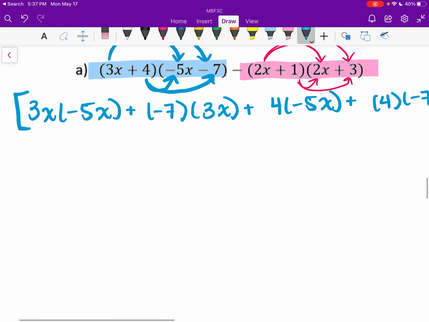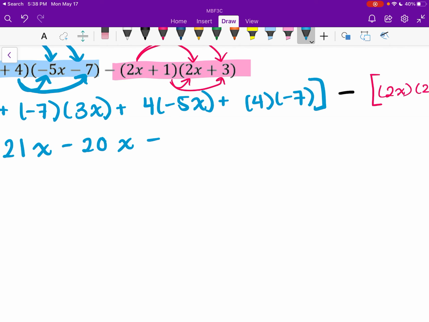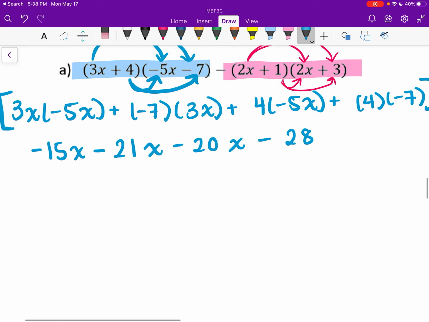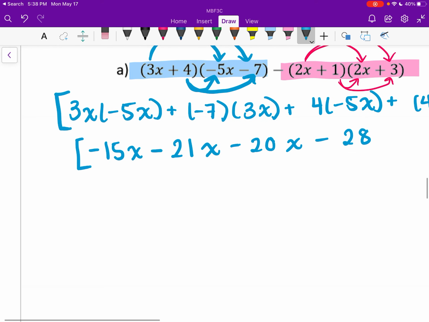Let's start off with the blue bracket. So we have 3x times -5x, that's going to give me -15x squared. -7 times 3 is going to be -21x, and notice how there's a negative and a positive there, so I'm going to leave it as a negative. -5 times 4 is -20x, right? And then -7 times 4 is going to give me -28, right? And I'm going to leave these in their bracket.